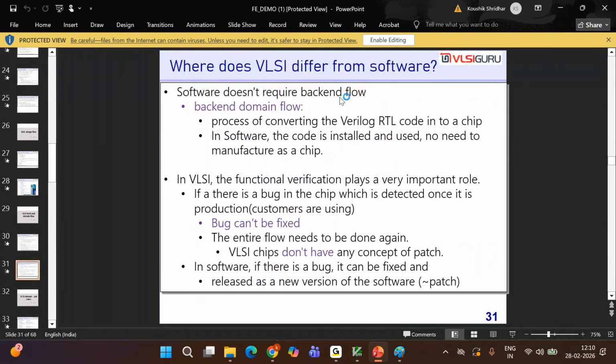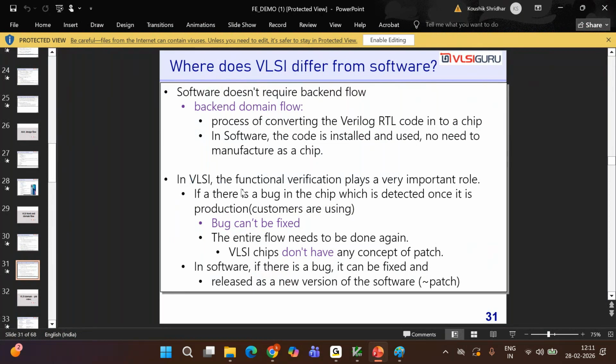So software doesn't require any backend flow. In software, you don't develop any hardware or physical equipment out of it. So there's no backend flow. So what is backend flow? The process of converting the Verilog RTL code into a chip is what is called backend flow. Meaning the process of converting the Verilog code into gates. Not only conversion to gates, but once we get the gate logic, that gate logic needs to be verified and placed on silicon. That is what backend flow is all about.